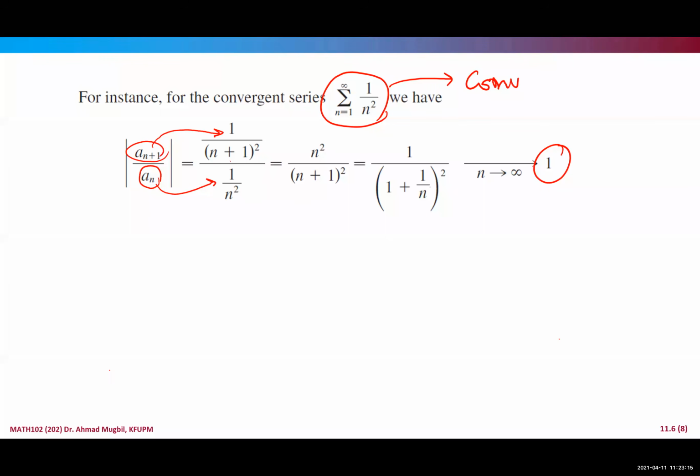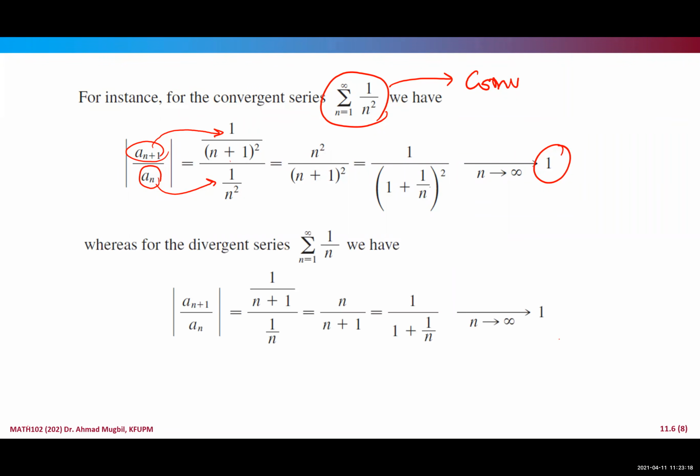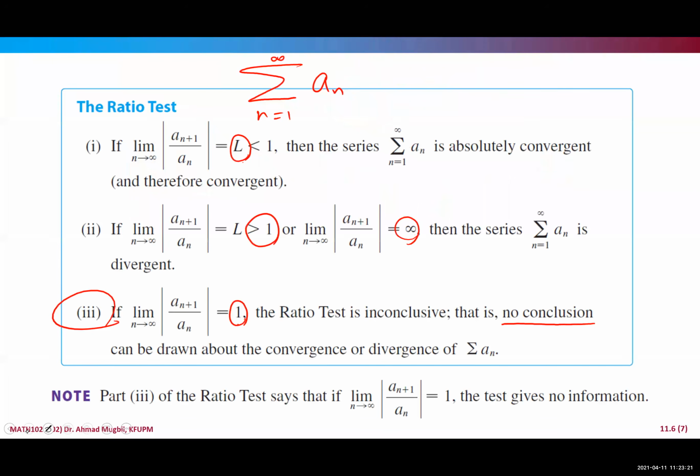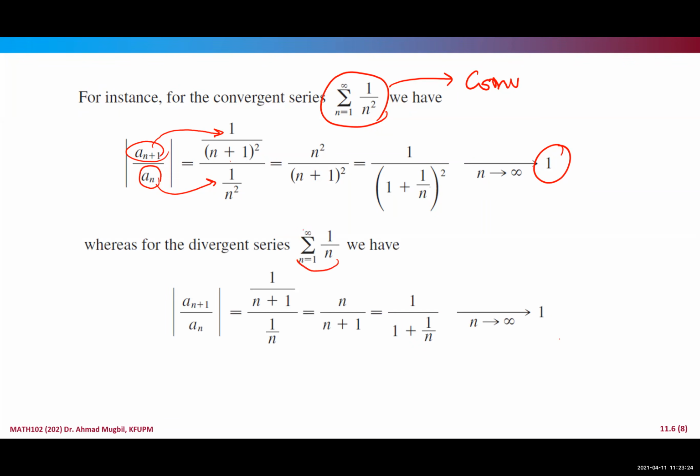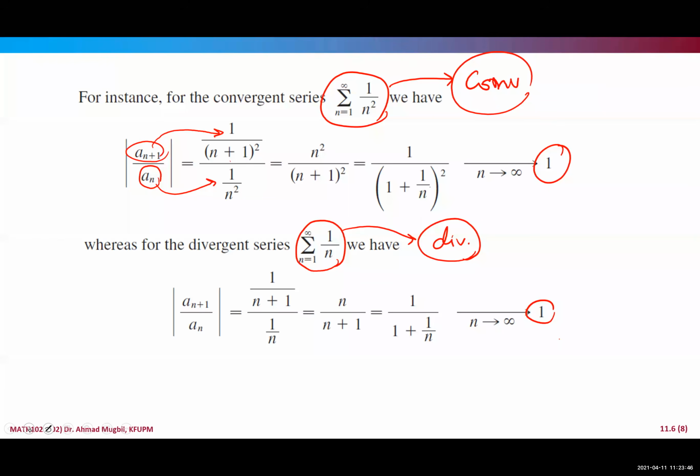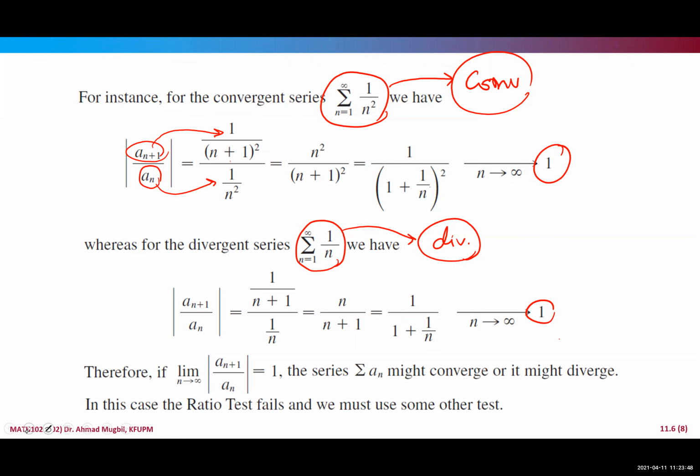Now, let's take another example. This one is divergent. But again, if you take the ratio between the (n+1)th term and the nth term, you will get 1 also. The limit is 1. So when the limit is 1, it might be divergent, it might be convergent. This is why the test gave no information about convergence or divergence. The series might converge, might diverge. So go to another test if the limit is 1.